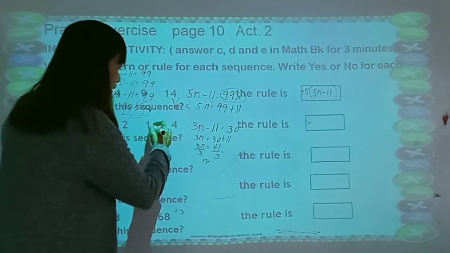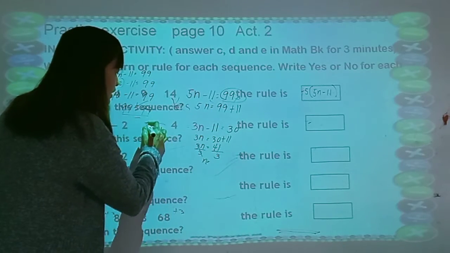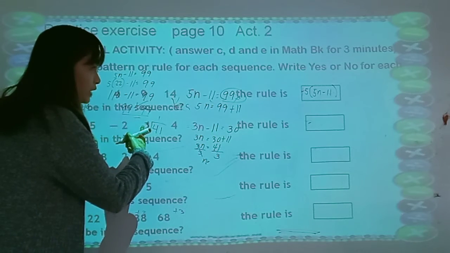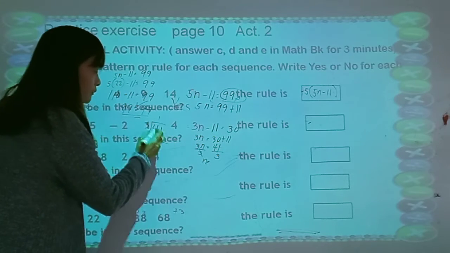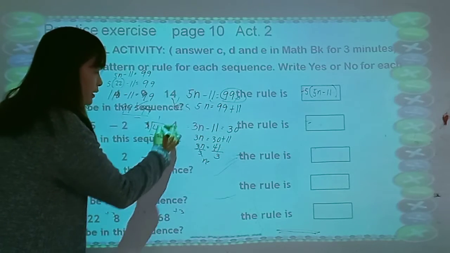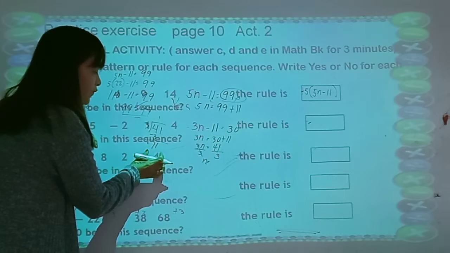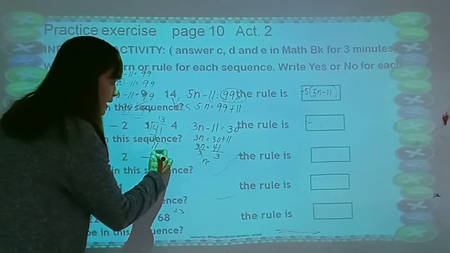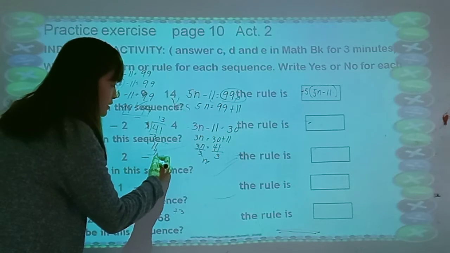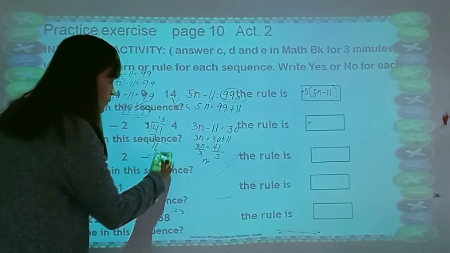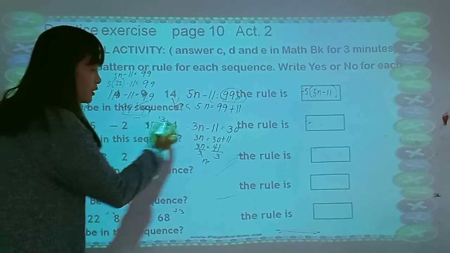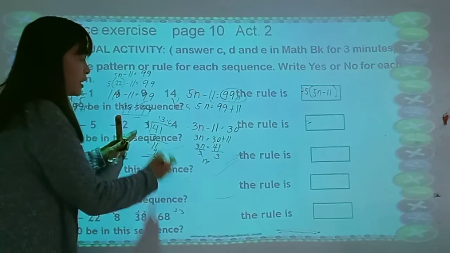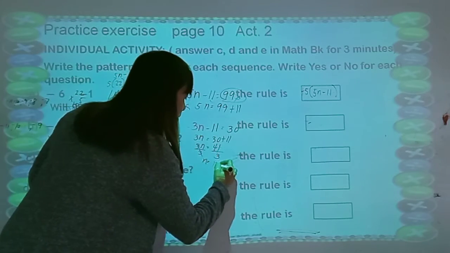So 41 divided by 3. 4 divided by 3 is 1. 1 times 3 is equal to 3. 4 minus 3 is equal to 1. Bring down 1. 11 divided by 3 is equal to 3. 3 times 3 is 9. Again class, this is 2. Add another 0. 20 divided by 3 will give us 6. So it will give us 18. So n is equal to 13.6.